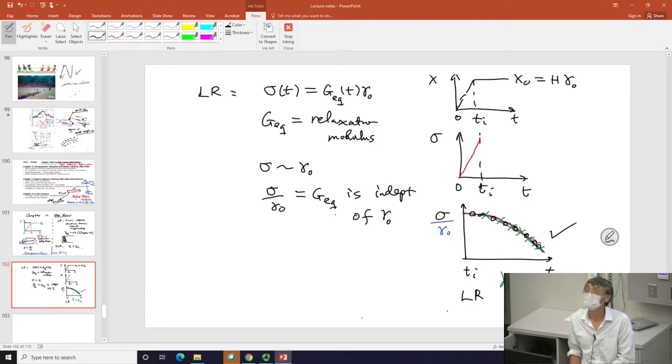Yeah? Right? That's the definition of linear response. Okay? If you double the amount of strain you use, you will double the amount of stress you produce, and therefore its ratio will not change. Everywhere along the curve, it will not change. That will be the linear response definition.